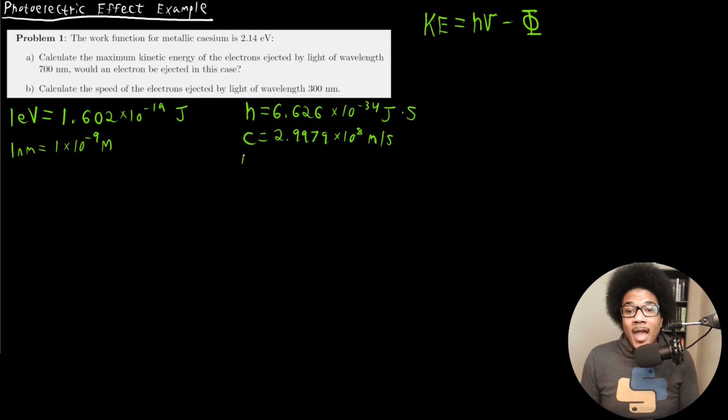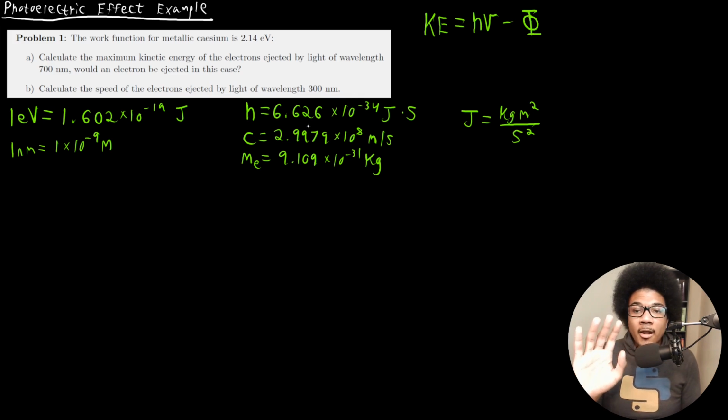We'll also need the mass of an electron, and the mass of an electron is 9.109 times 10 to the negative 31 kilograms. Again, SI units. And for joules, I just want to note that in SI units, a joule is kilograms meters squared per second squared. Okay, so we've got all the constants that we need. We have the conversions that we need, and a little reminder about joules in SI units. So let's start doing some work here.